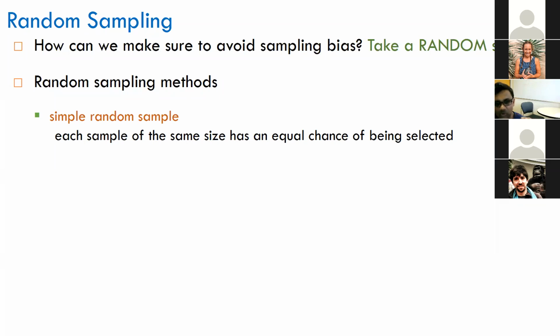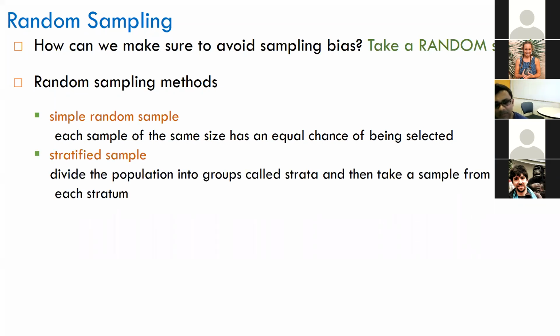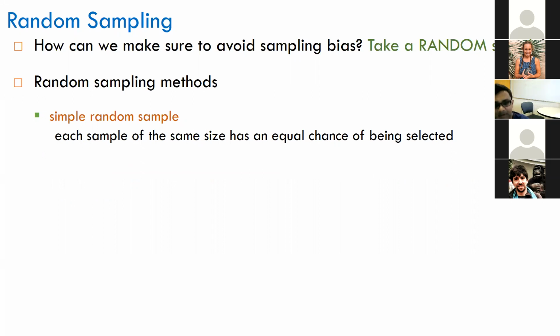In simple random sampling, each sample of the same size that you collect from the population has an equal chance of being selected. So you don't give favor to any sample, you randomly select and give an equal chance to be selected from the population. This is called simple random sampling. Basically, if you have an even population, you can do simple random sampling easily.